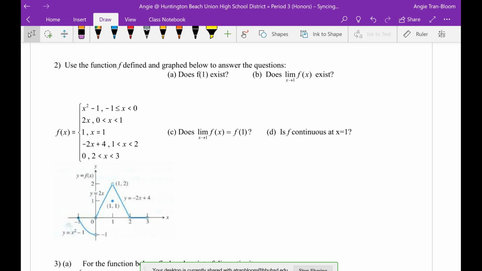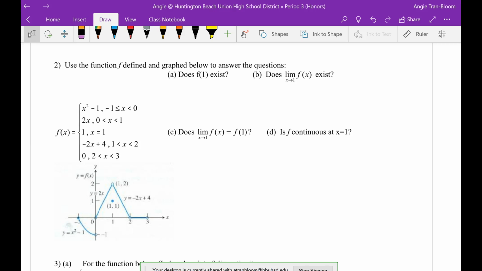Read the instruction. Olivia, just that first line. Use the function f to find the graph below to answer the question. Great. Okay, so is this a piecewise? Yeah. How many pieces? 5. A lot. Look, this one, I'm really kind. I even gave you a graph, right? The next problem, I might not be that kind. So the graph is given to you, as well as a function.